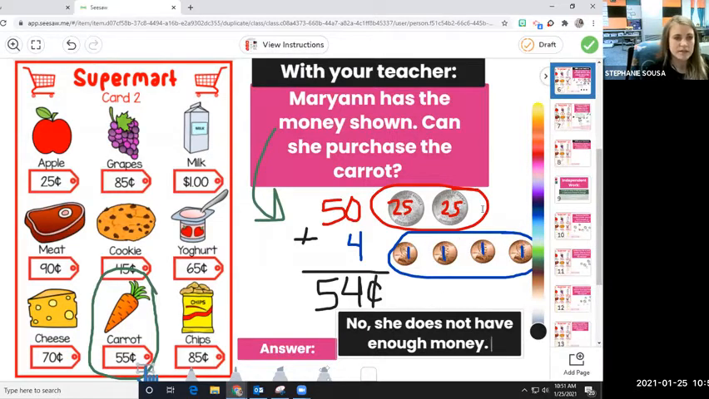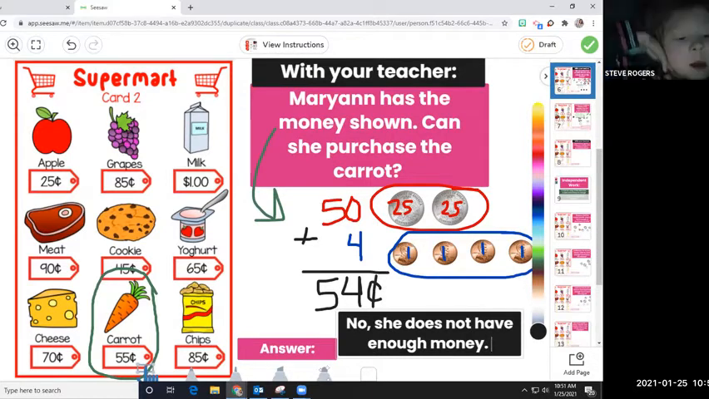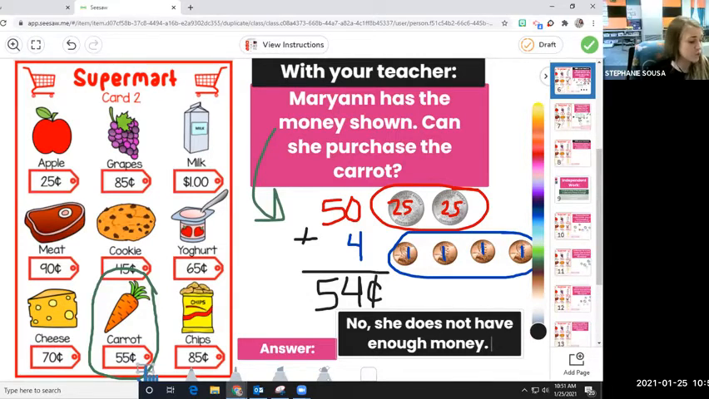Yes, Steve, a question. I kind of feel bad for her because she was 1 cent away from getting that carrot. I feel bad for her too. 1 cent away. Maybe she can go to a sidewalk and find a penny for good luck, and then she could get that carrot. Pennies are commonly dropped.